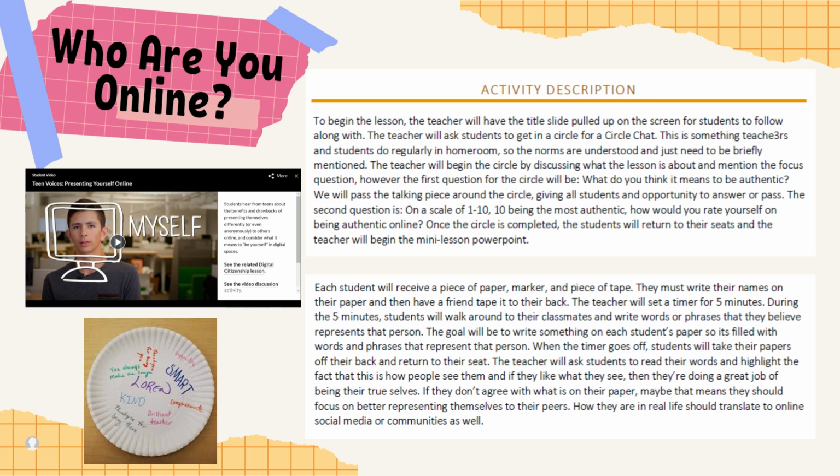To begin the lesson, I had a PowerPoint pulled up and asked the students to get in our circle chat format. This is something that we do pretty regularly, so the students were familiar with what that process looked like. We only had 2 questions for this particular circle chat. The first one being, what do you think it means to be authentic? And the second question being, on a scale of 1 to 10, 10 being the most authentic, how would you rate yourself on being authentic online? And that prompted a lot of really good discussion.